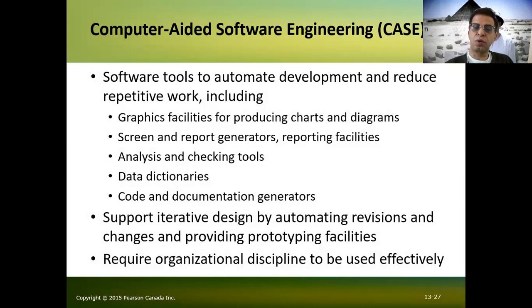Now we go to computer-aided software engineering, software tools that automate development and reduce repetitive work, including graphic facilities for producing charts or diagrams. These days you can utilize AI: just tell it what you want to see and it can design it for you, and you don't need to search Google. It also includes screen and report generator facilities, analysis and checking tools, data dictionaries, and code and documentation generators. It also supports iterative design by automating revisions and changes and providing prototyping facilities. It requires organizational discipline to be used effectively. In other words, if you're not using it, you don't have it.